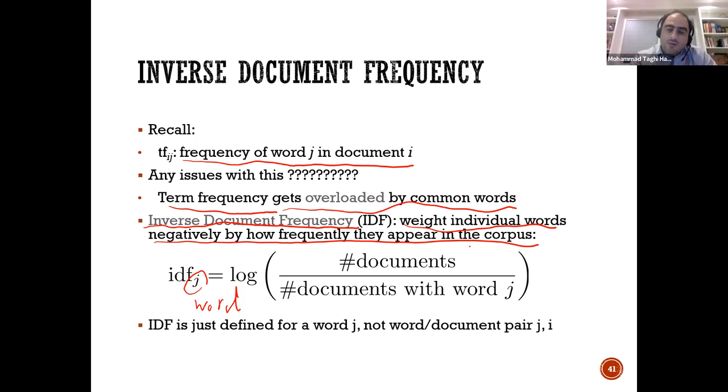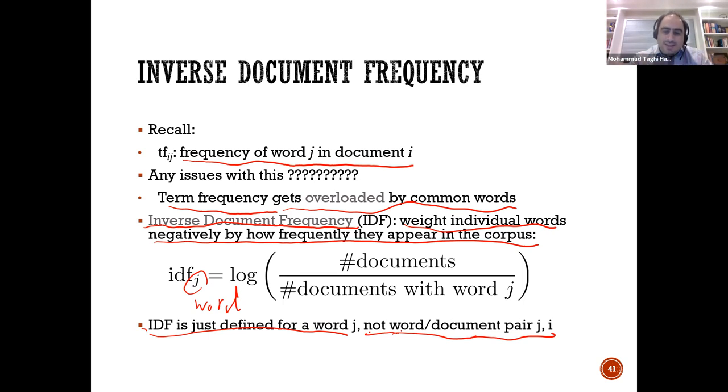You will compute the number of documents that I have over the number of documents with word j. What is the meaning of that? So here, as I mentioned, this IDF, inverse document frequency, is only defined for word j, not for word-document pairs j, i. It is defined only for a word j.